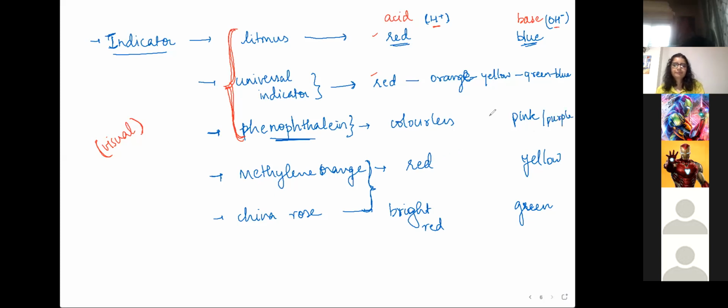So ma'am, what's the original color of phenolphthalein if it has any? Phenolphthalein original color, it is colorless only, no? Colorless, yeah. So ma'am, we can say it has no change when acid comes in contact.